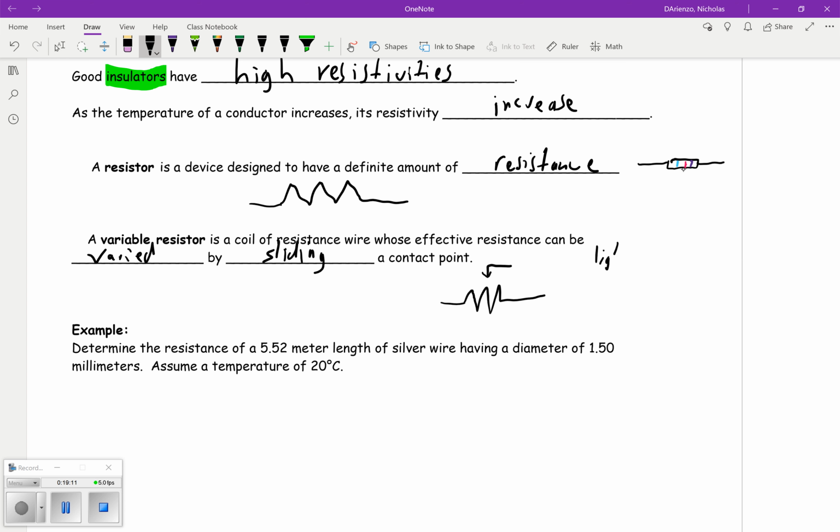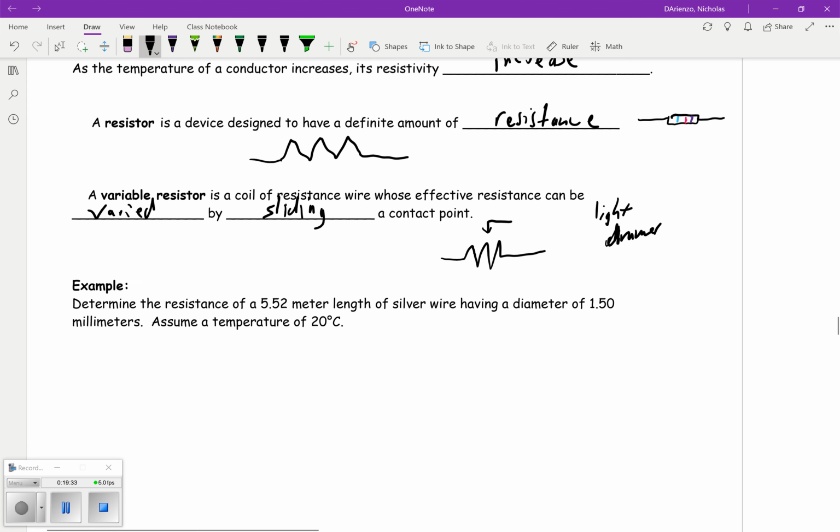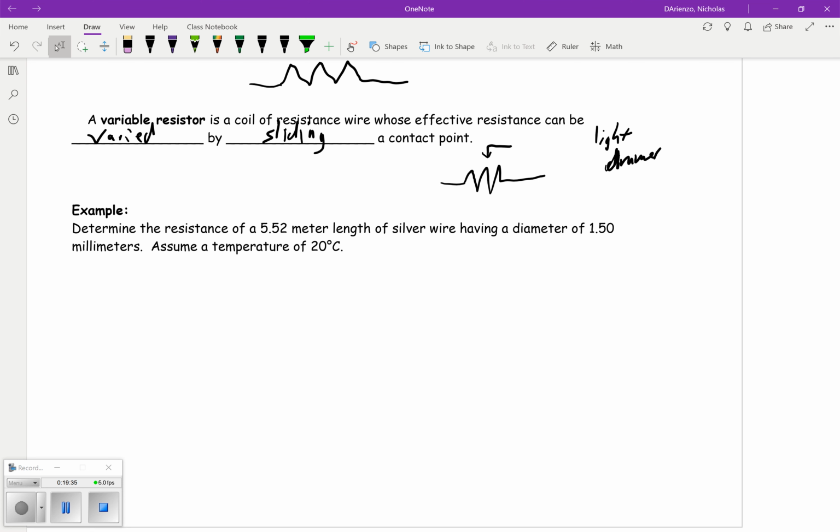And the best example I always think of with this is a light dimmer. If you got a dimmer switch at home, you turn that, and the light output may increase, it might decrease depending how you turn it. But as you turn it, you're moving that contact point, and the more resistance we have, the dimmer the light gets. The less resistance we have, the brighter the light gets. So that would be a variable resistor. You might also see that as well in a fan.